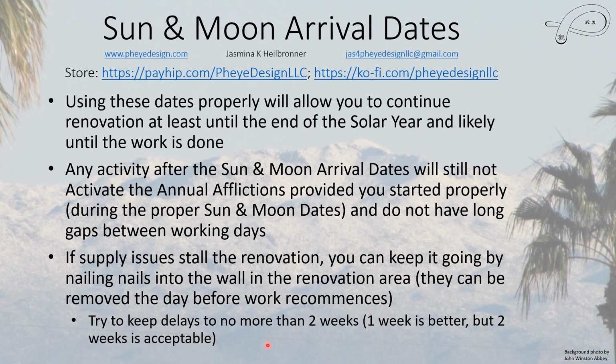Now, again, try to keep the delays to no more than 2 weeks. 1 week is a lot safer, but according to the experts, 2 weeks is acceptable. A little dangerous, but it's acceptable. And you can't let it go longer than 2 weeks, because then you have to wait for the next sun and moon arrival date to come by.